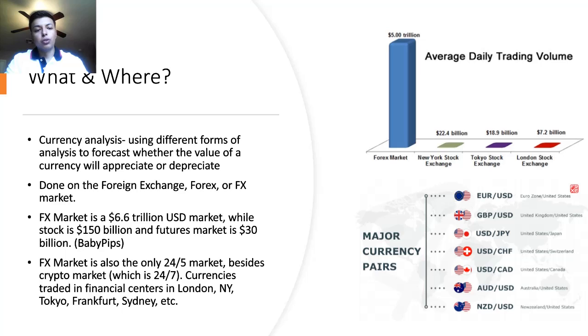In comparison to the stock and the futures market, the FX market is a $6.6 trillion USD market. This means that 6.6 trillion US dollars is moved on average daily on the market. In comparison to the stock market's 150 billion, give or take, and the futures market 30 billion. And these are for the US stock market and the US futures market.